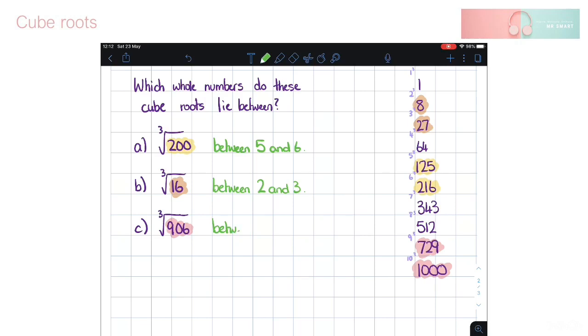Finally, the cube root of 906. So we've got 906, just highlighted in pink there, is between 729 and 1000. That's 9 cubed and 10 cubed. So the cube root of 906 must lie between 9 and 10.